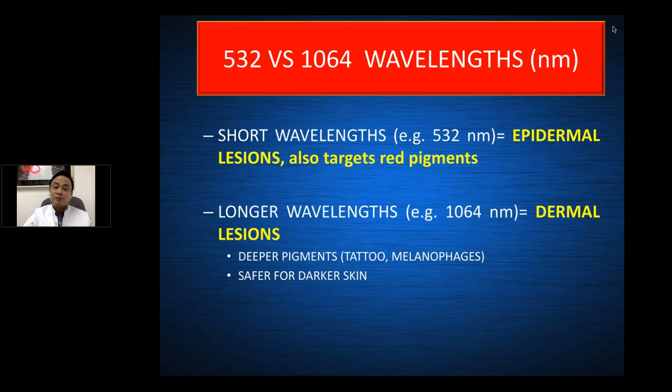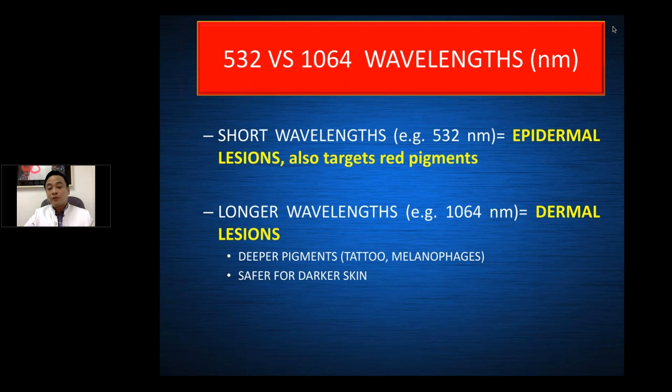So what is the difference between using the 532 nanometer wavelength, the shorter wavelength, versus the 1064 wavelength? The 532 nanometer is used basically for epidermal lesions or lesions that are present in the epidermis. It also targets red pigments, so it is used for red tattoos. In contradistinction, the longer wavelength, the 1064 nanometer, takes care of dermal lesions. So for example, if we're dealing with deeper pigments such as tattoo, melanophages, we use the 1064 nanometer wavelength. It is also safer for darker skin. So it is very important to decide first, before using your pigment laser, which wavelength should be used.